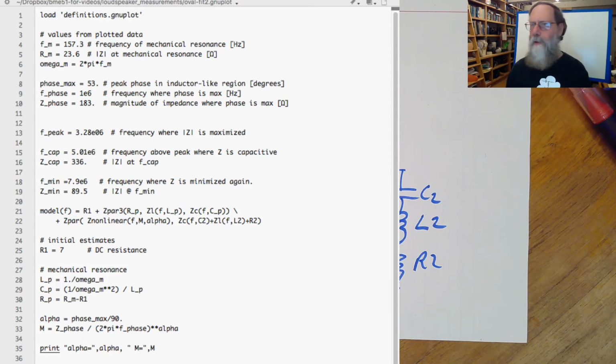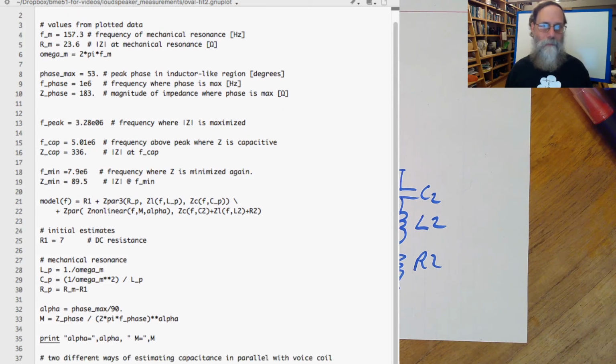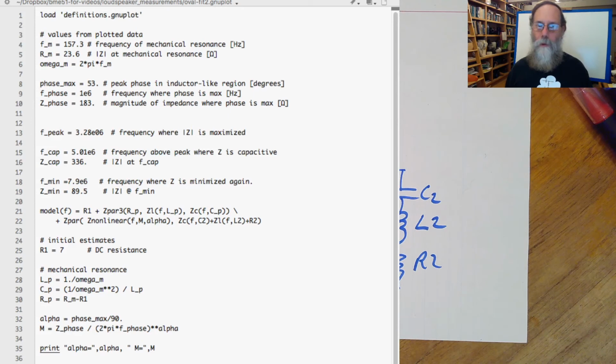And again, it doesn't have to be very exact. I mean, the data file will fit this thing by adjusting the parameters. We just have to have it so that the initial values are close enough that the fitting can converge. Our model now has replaced the nonlinear inductor in parallel with ZC with the nonlinear inductor in parallel with the C2 capacitor, the L2 inductor, and the R2 resistor all added together. Okay, and we've got the same initial estimates that we had before.